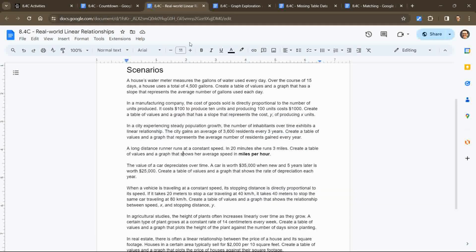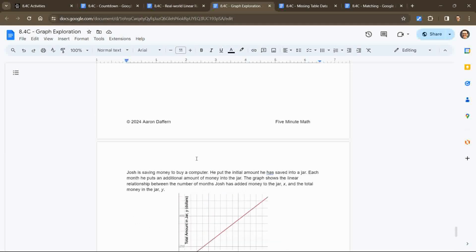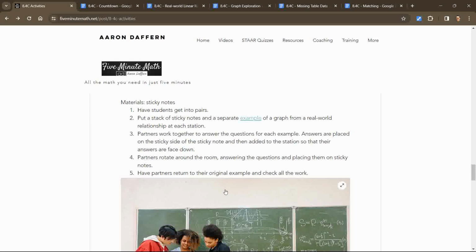So each group is going to have a paper with this right here. That's why they're all on separate pages, right? You can just print this up. You can put this out there. They're going to write their answer on the back side of the sticky note and then stick it on the paper so that the answer is hidden.